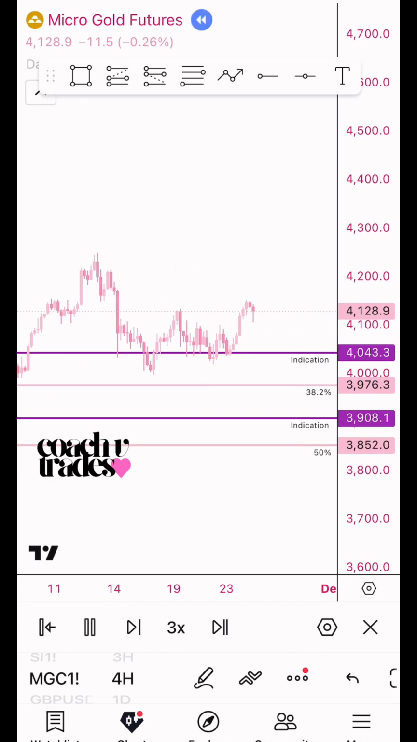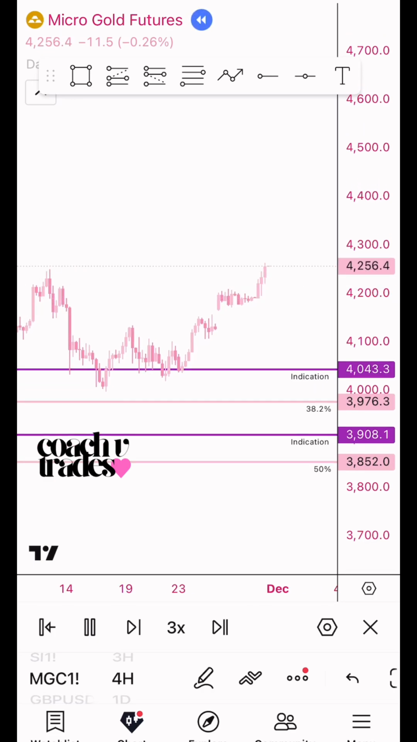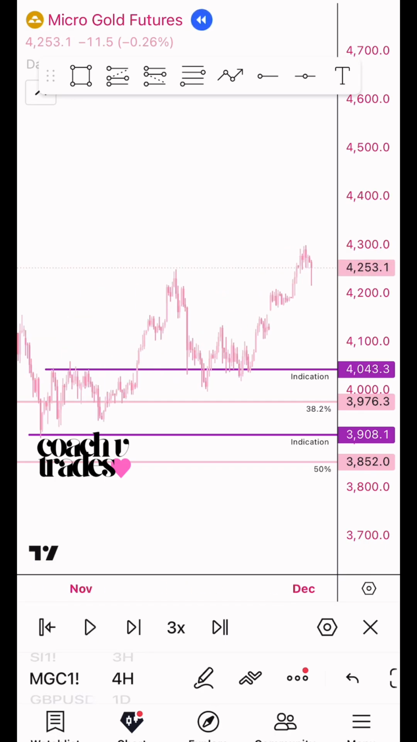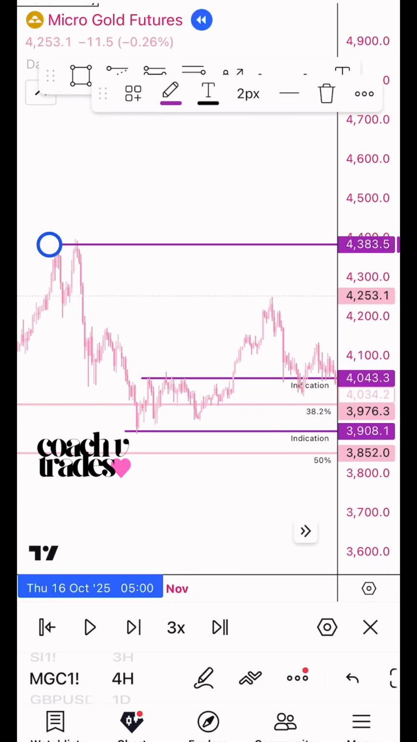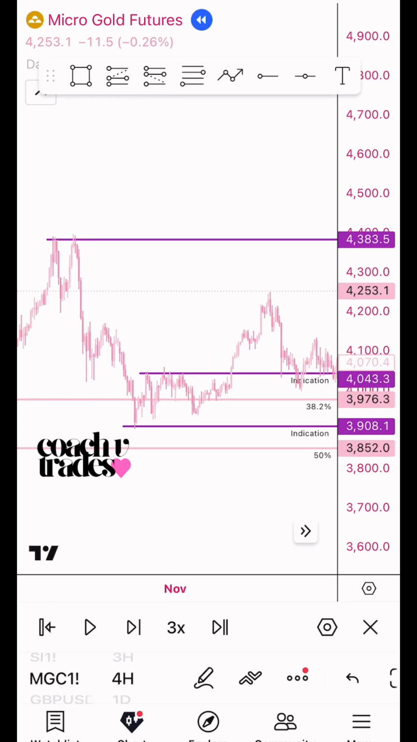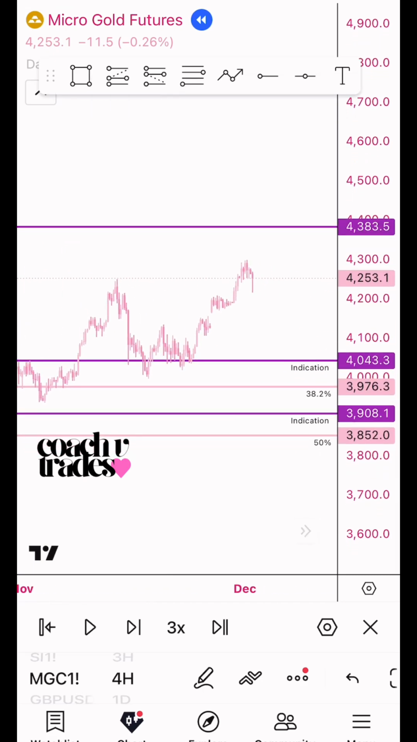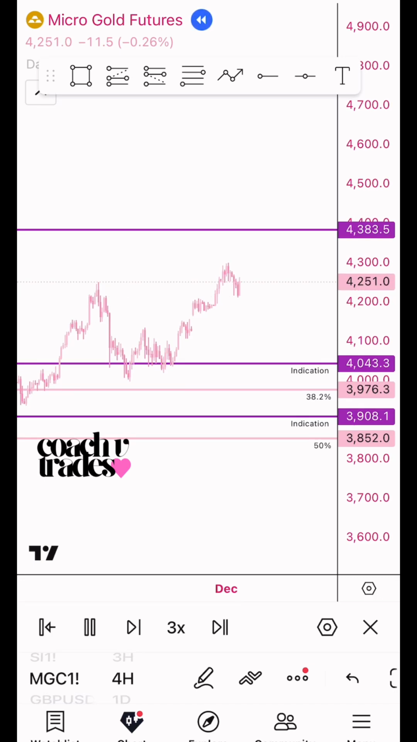Because as you can see, price never came back down to retest that 38.2%. It continued to go up, okay? It continued to go up. And your first TP will be the previous high that was made, right? So this is how I use the Fibonacci tool.